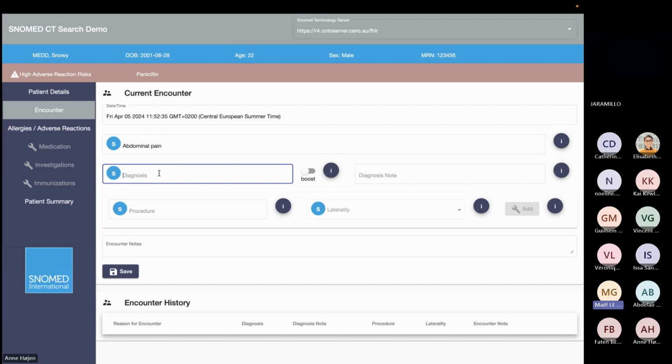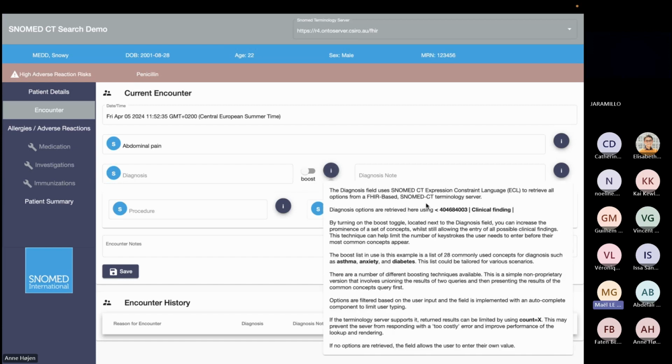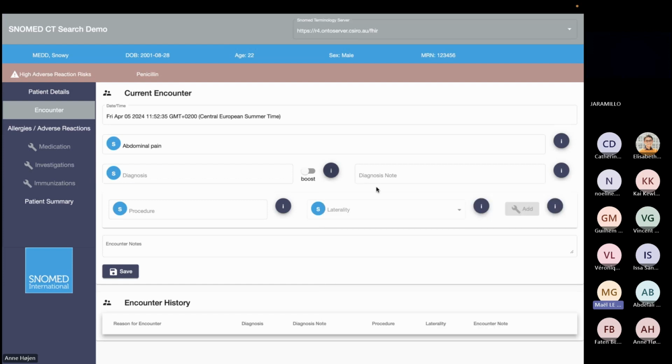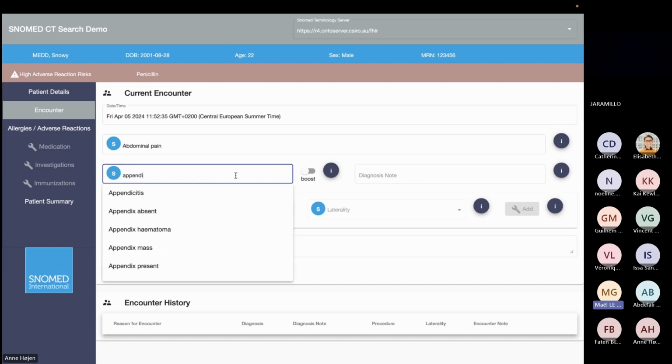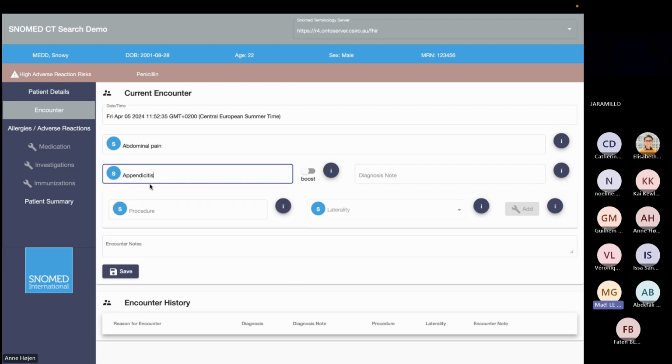Then some tests and investigations may have been performed, and we find that this patient actually has appendicitis. Again, this field has been constrained to only clinical findings. So as a user, I can be sure that I'm not searching across physical forces or procedures or anything. When I start to type here, the things that I will see are all types of clinical findings. And I'll search for appendicitis, and you can see here, I get some different options. Is it a mass of the appendix, which is a finding? Is it the appendicitis, or is it a hematoma? All of these match my search string.